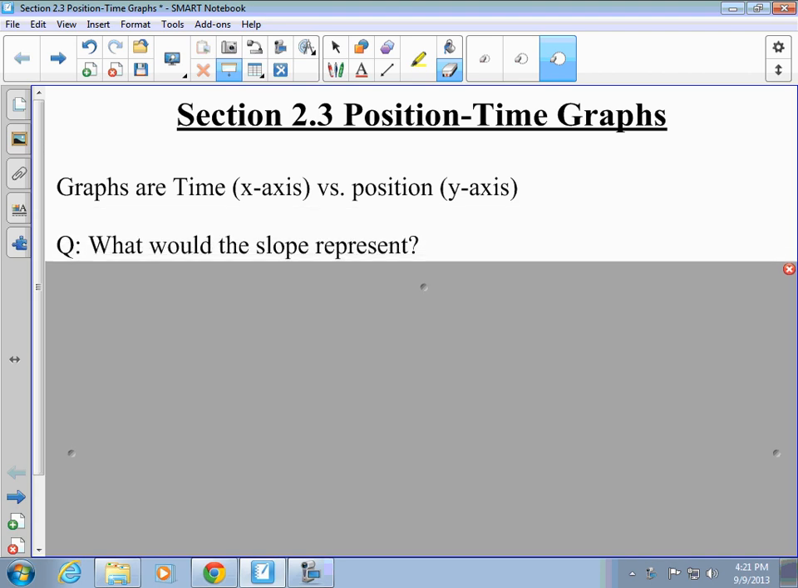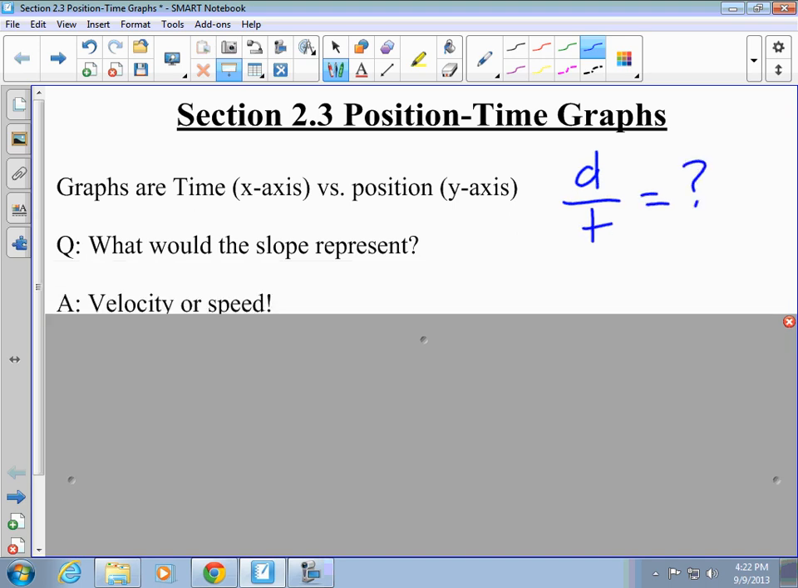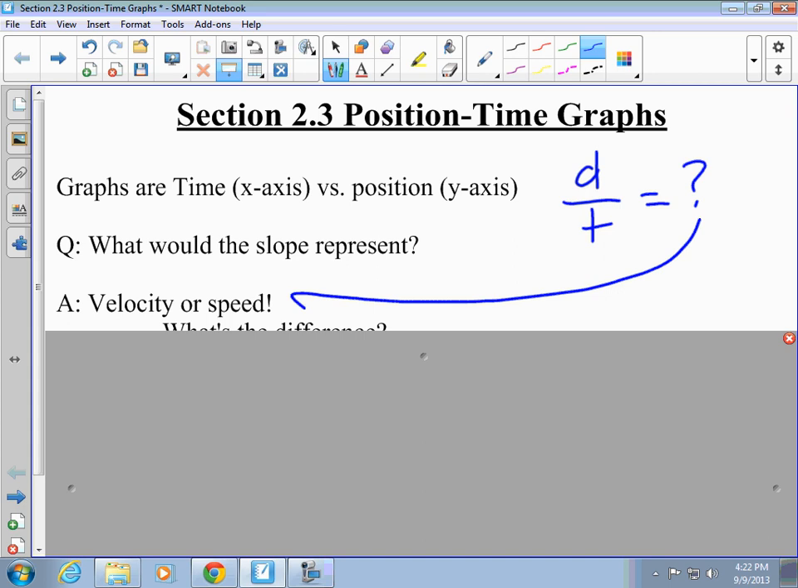Now, what would that slope represent? Essentially, when you're graphing, remember, it's y divided by x is your slope. Well, distance divided by time equals what? It equals velocity or speed. So we are graphing speed. If you know distance and time and you can graph those two, your slope of your graph is going to be velocity or speed. Now what's the difference?